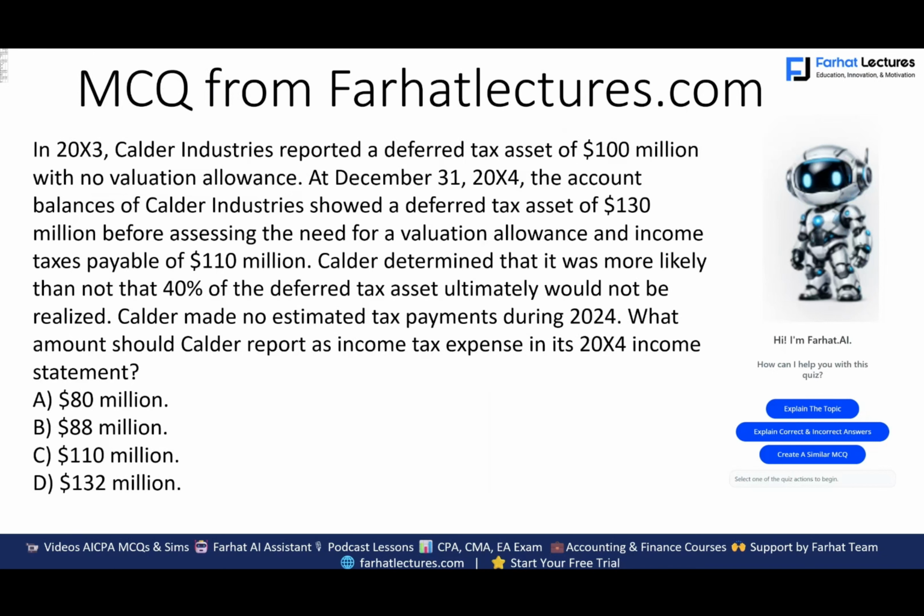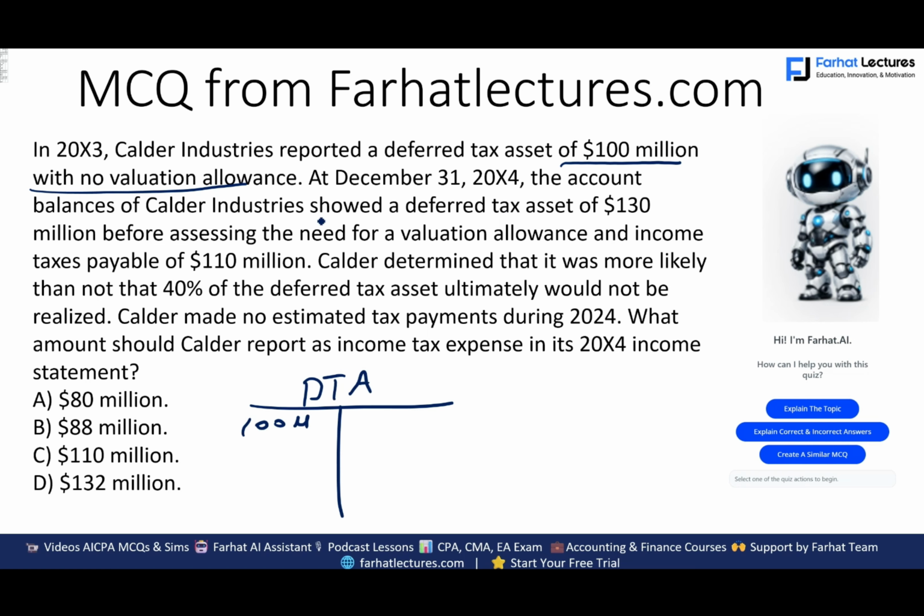Take a look at this multiple choice question from farhatlectures.com. In 20x3, C Industries reported a deferred tax asset of 100 million with no valuation allowance. All right, so you would say, okay, my DTA is 100 million.